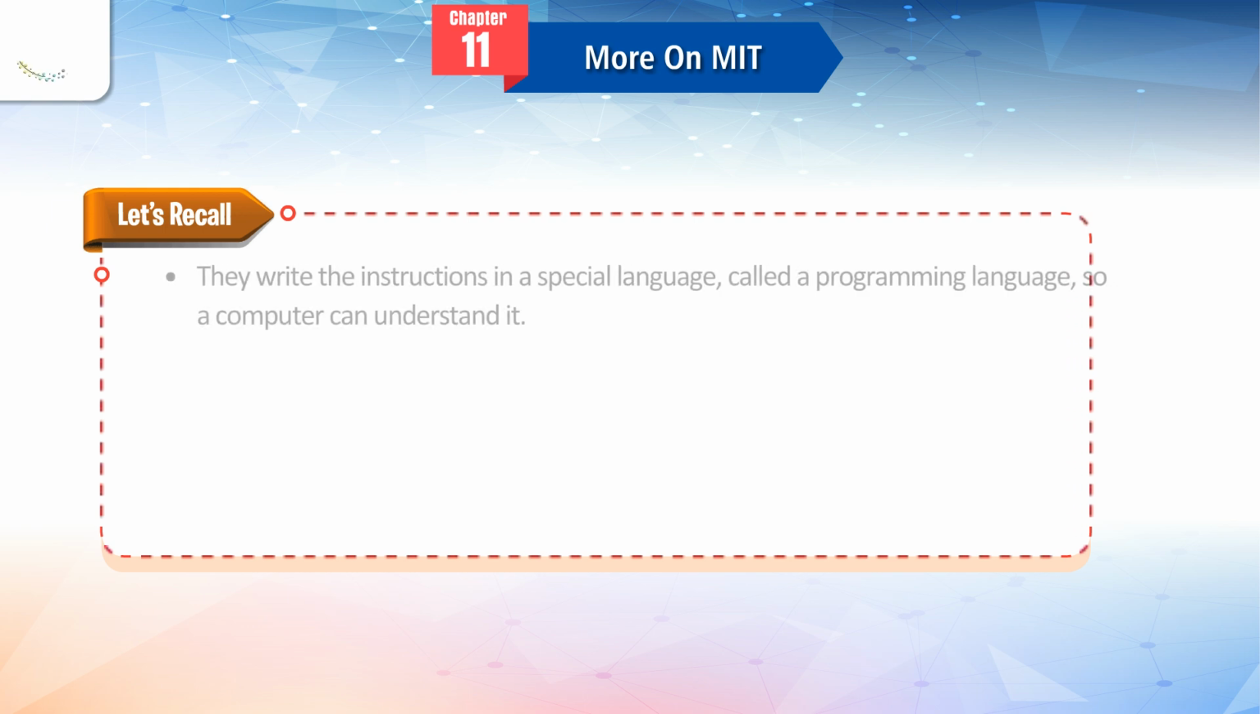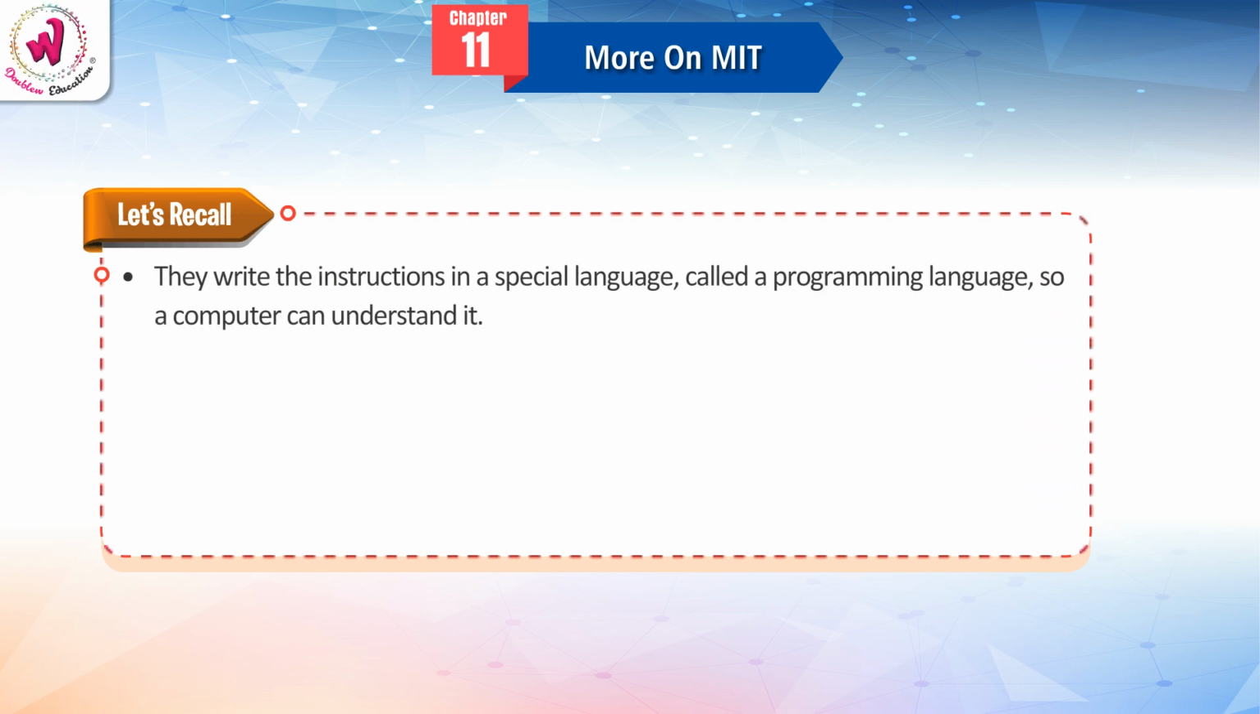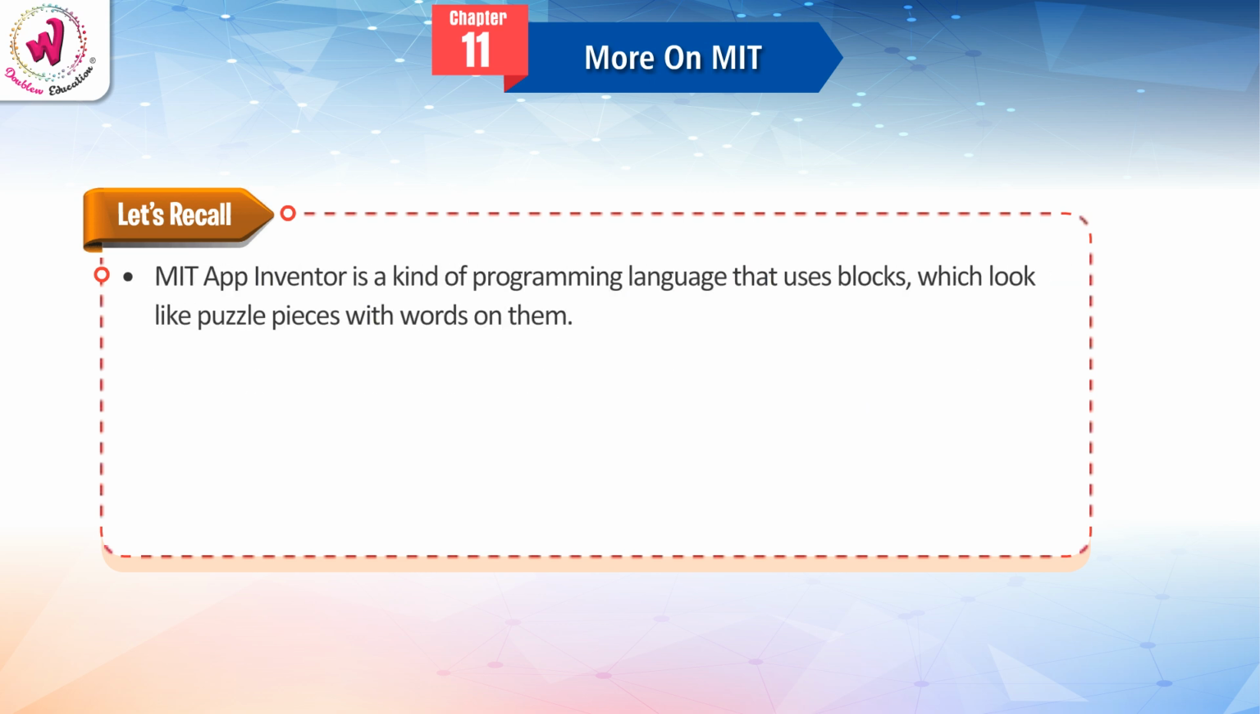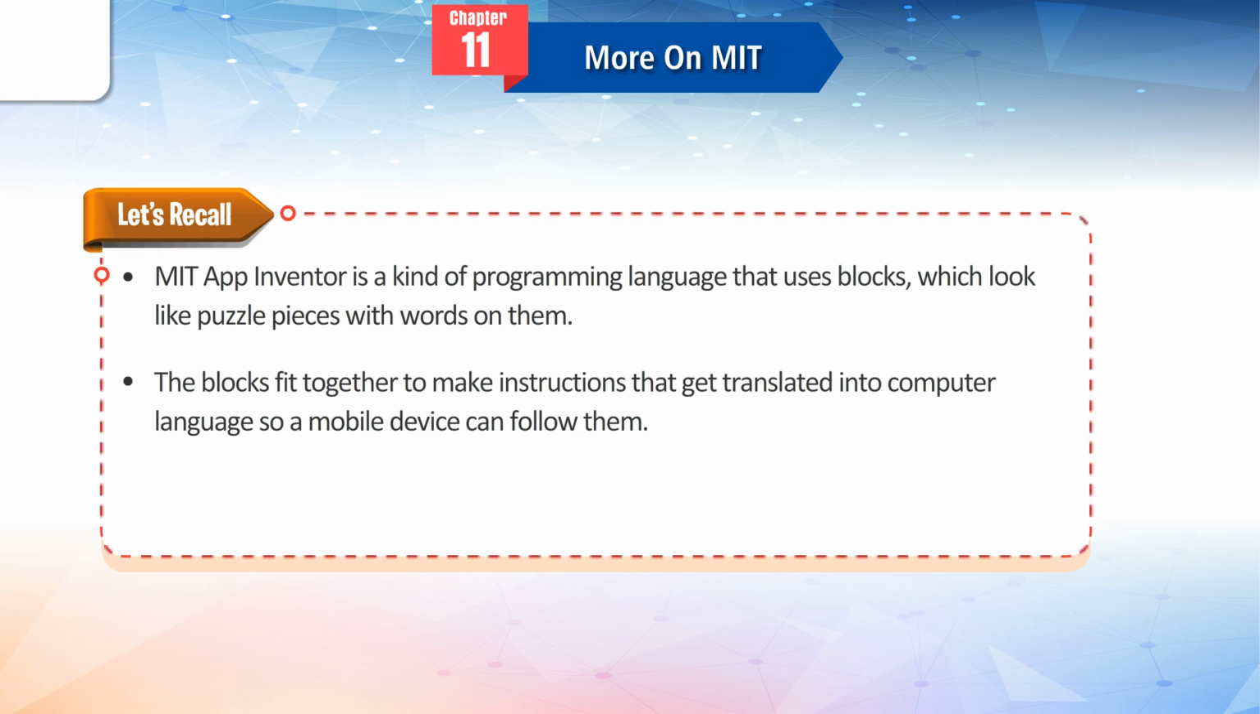Let's recall. Programmers write the instructions in a special language called a programming language, so a computer can understand it. The instructions are also known as code, and another name for programmers is coders. MIT App Inventor is a kind of programming language that uses blocks which look like puzzle pieces with words on them. The blocks fit together to make instructions that get translated into computer language so a mobile device can follow them.